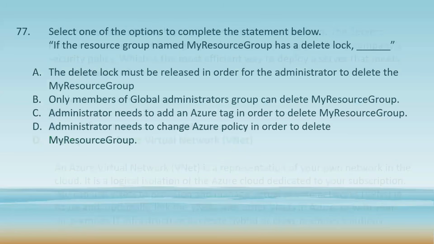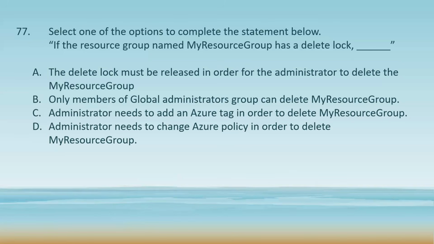Next question. Select one of the options to complete the statement below. If the resource group named My Resource Group has a delete lock, your options are: the delete lock must be released in order for the administrator to delete the My Resource Group. Only members of Global Administrator Group can delete My Resource Group. Administrator needs to add an Azure tag in order to delete My Resource Group. Administrator needs to change Azure policy in order to delete My Resource Group.